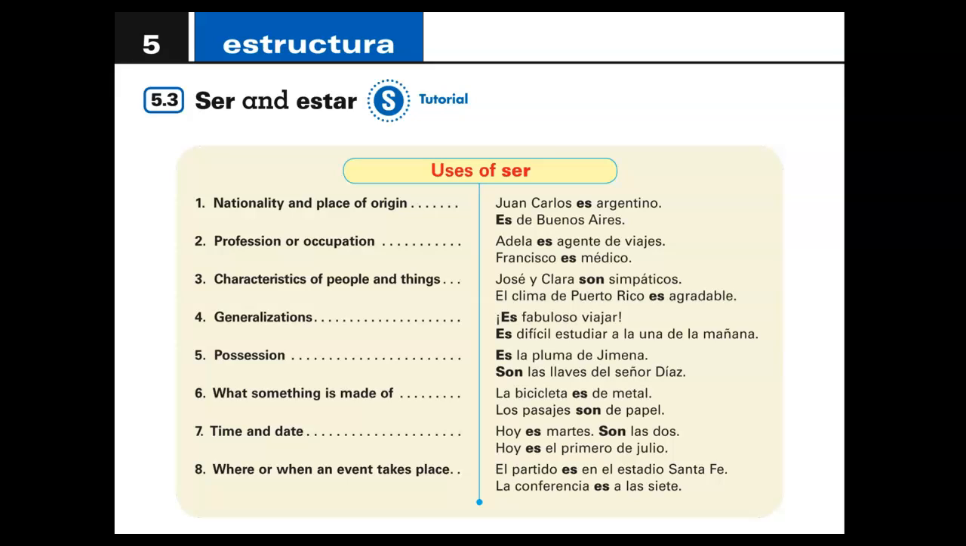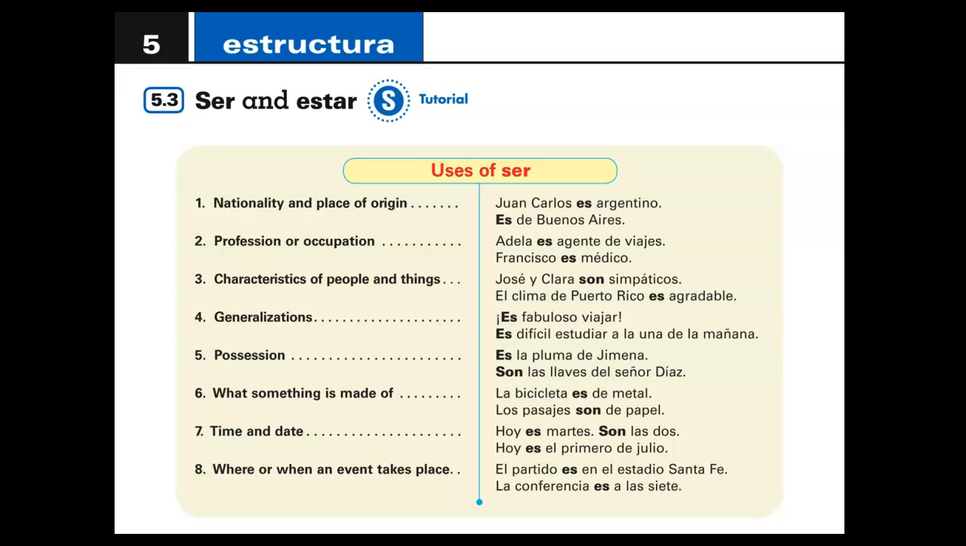We also use it to talk about characteristics of people and things, again, describing them physically, personality-wise, that sort of thing. So if you notice here, it says José y Clara son simpáticos. El clima de Puerto Rico es agradable. Generalizations. There's a general statement about things. For example, we say, es fabuloso viajar. It's fabulous to travel. Es difícil estudiar a la 1 de la mañana. It's difficult to study at 1 o'clock in the morning.